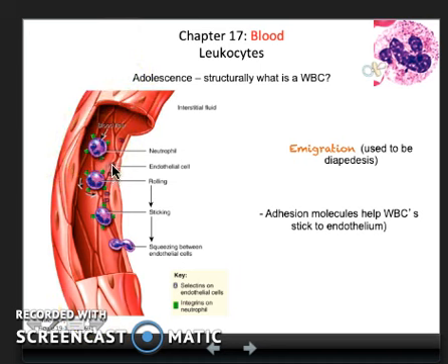And it can stick to the endothelial cells. So these are selectins, they're a type of protein. And these green squares, these are integrins. These can stick to those selectins and then wiggle their way through gaps in between the endothelial cells.